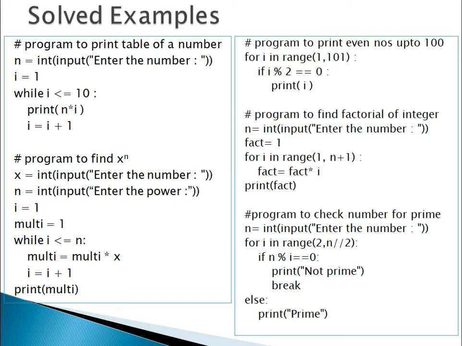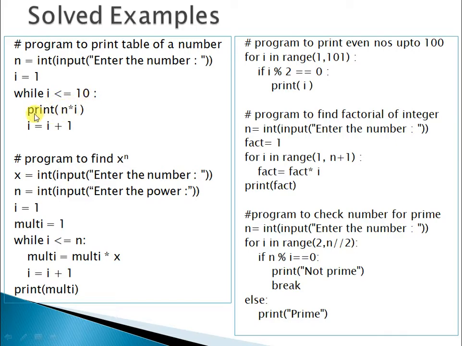Now the number is n. So what you will say? Print n into I, where I ranges from 1 to 10. Same thing is here. The range is from 1 to 10. This is the lower limit. This is the upper limit. Condition. Okay, so this is initialization. This is the condition. Then colon, then the main body.